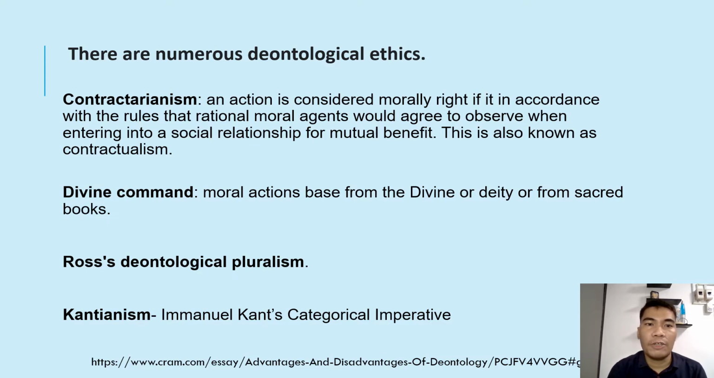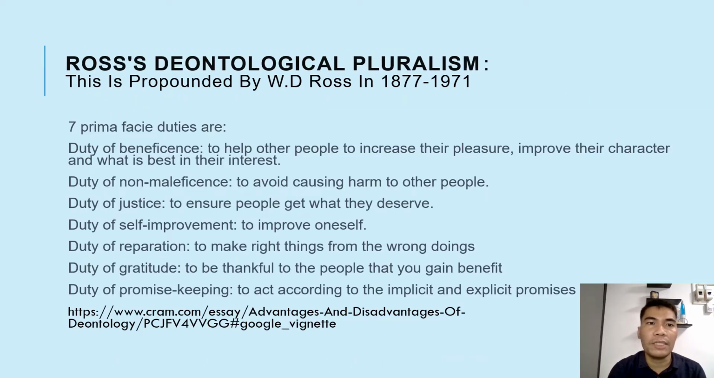Then we have divine command theory, moral actions based on the divine, or the deity, or God, or from the sacred books. Then we have Ross's deontological pluralism. Then we have Kantianism, which is our focus in this discussion, Immanuel Kant's categorical imperative. Ross's deontological pluralism was propounded by W.D. Ross, 1877 to 1971.